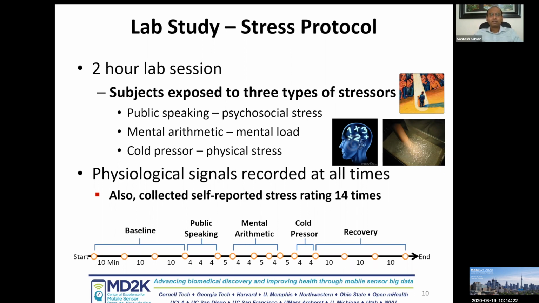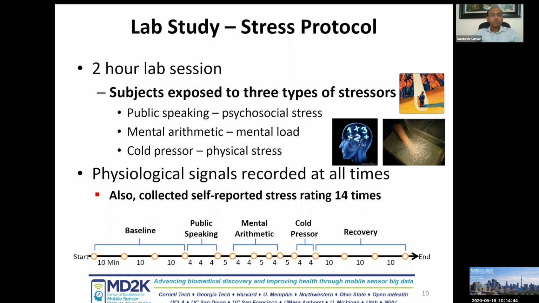And to create some diversity of what participants will be expected to do in the natural field environment. And what you see at the bottom is the stress protocol that we used. And we also collected self-report 14 times, denoted by those dots in the timeline.